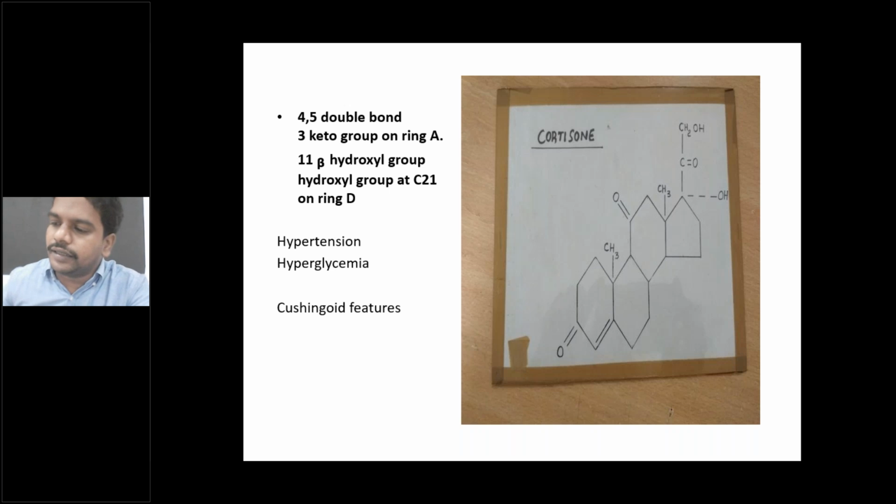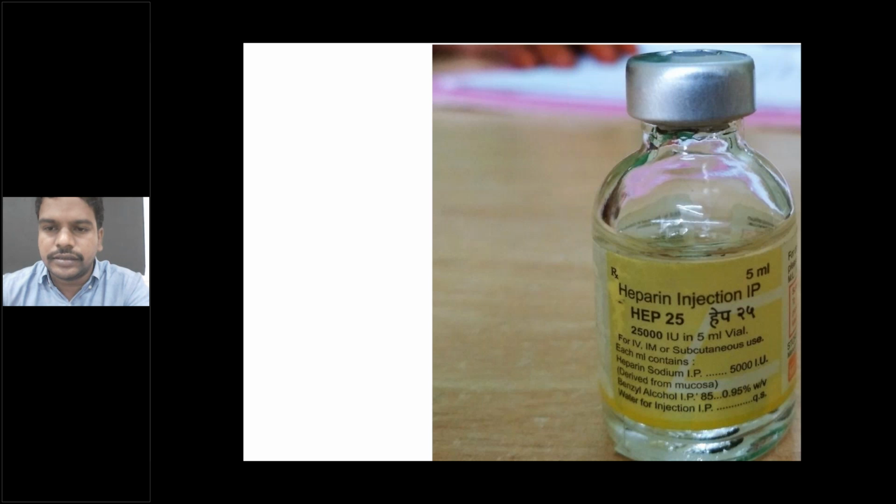Okay, this is about the first spotter. Coming to the second spotter, drugs injections. You have two types of spotters: drugs injections, and drugs tablets or capsules. Coming to the drugs injections, the second group of spotters is drugs injections.